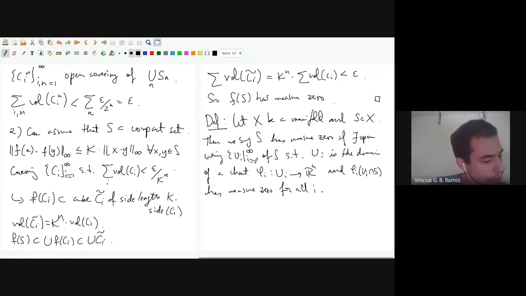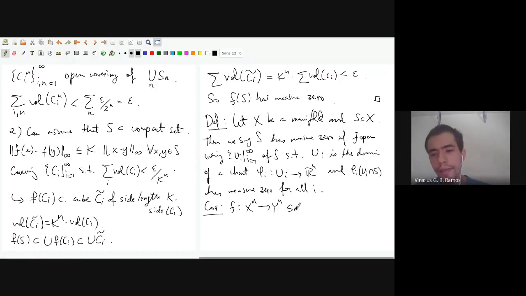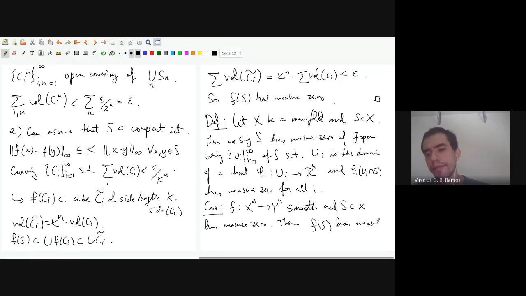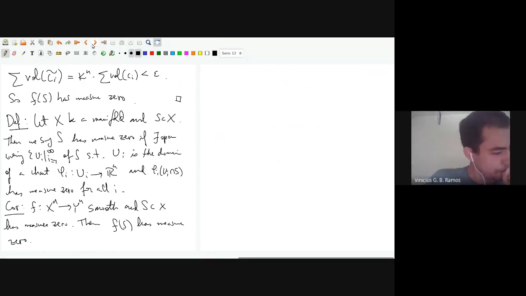Okay? So a corollary of this that I think is worth stating is that if f is a smooth map from manifolds X^n to Y^n of the same dimension and S has measure 0, then f of S also has measure 0.